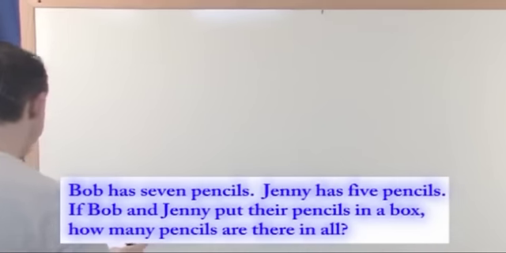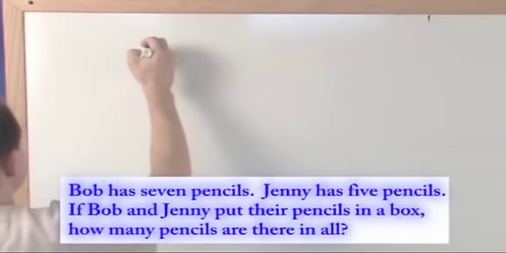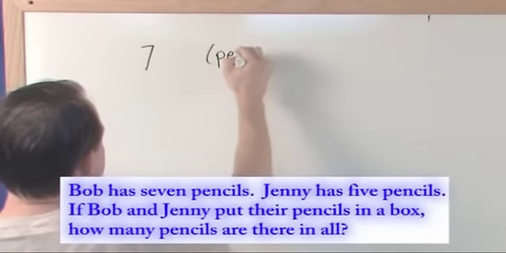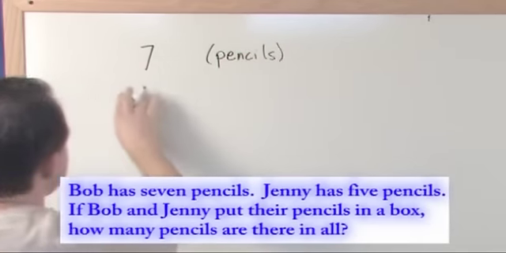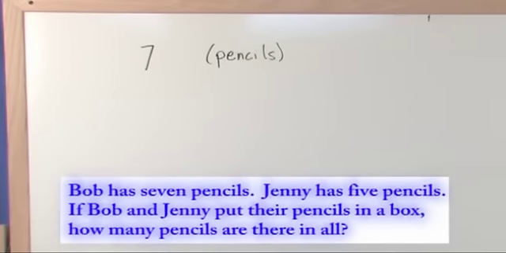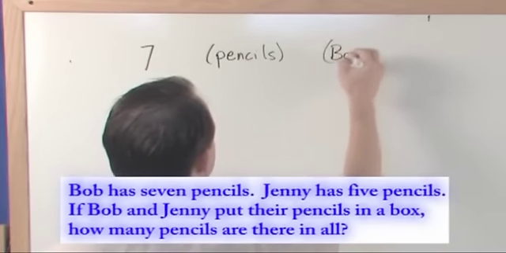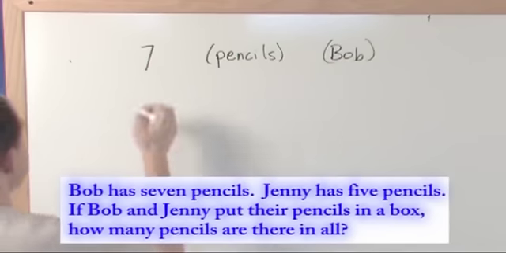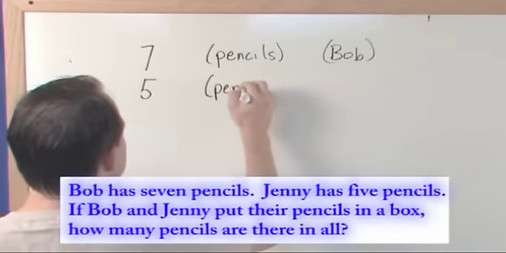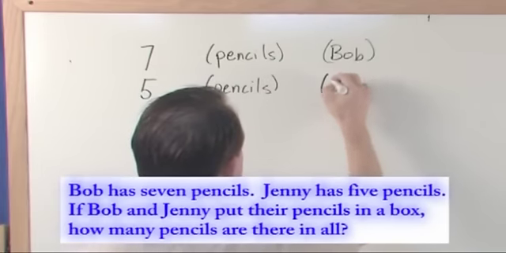If we're going to add these two things together, you must write your answers down. So we know that we have 7 pencils, and I'm going to put over here in parentheses that this is pencils, just because I want to remind you that we're dealing with pencils here. This is kind of important, just to remember what you're talking about. You have 7 pencils, and remember, this is Bob's pencils, that the problem talked about. And then you have 5 more pencils, okay. That's just what the parentheses mean. And this is Jenny's pencils.